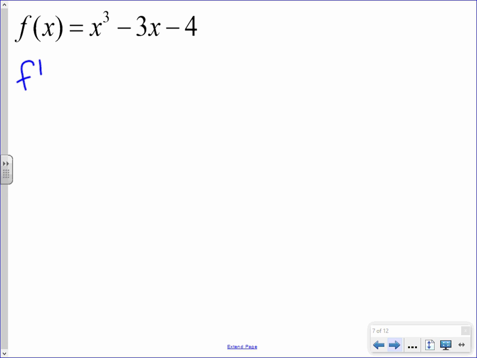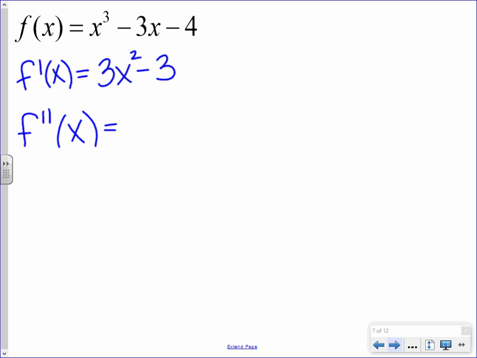Josh, what's our first derivative? 3x squared. Jennifer, what's our second derivative then? 6x.